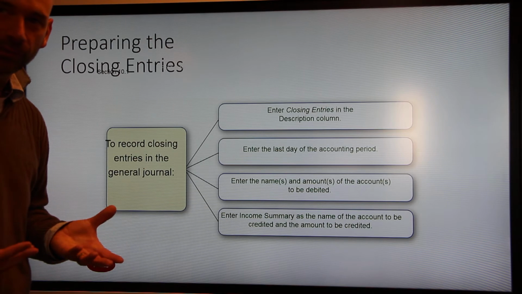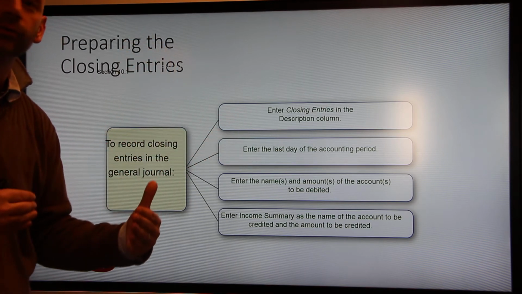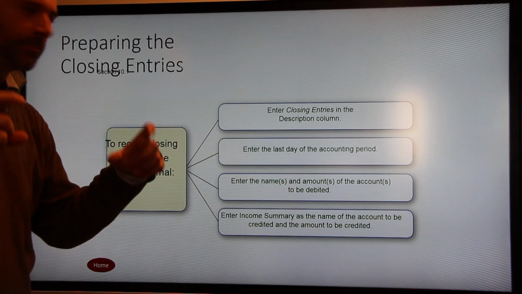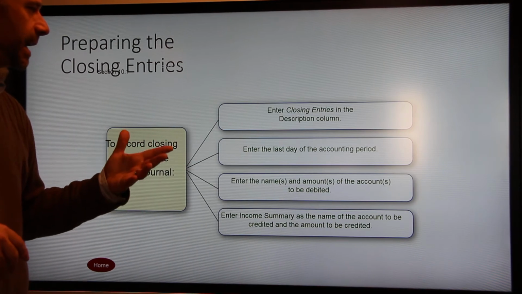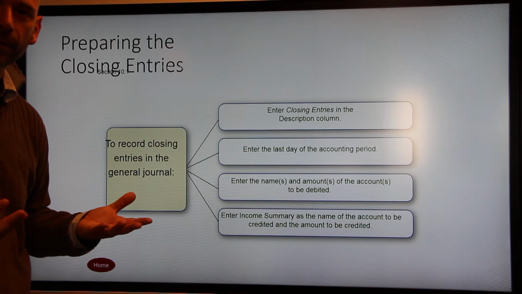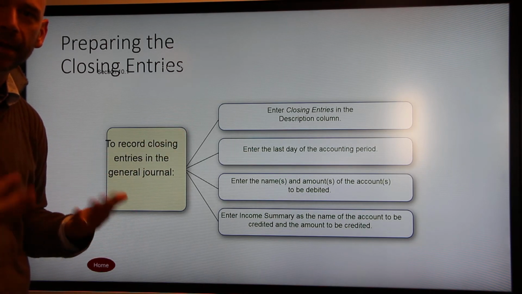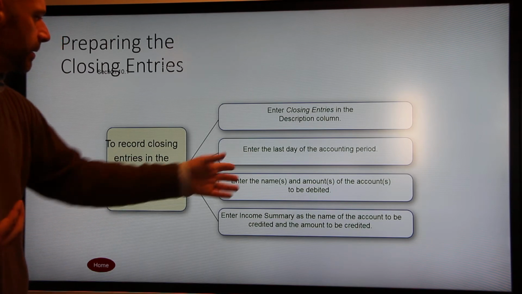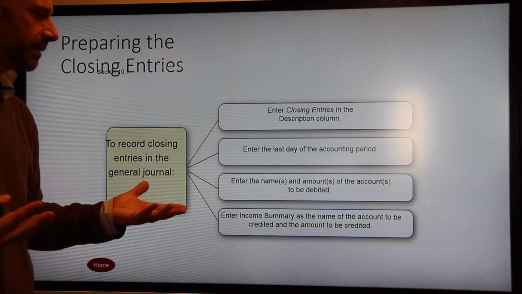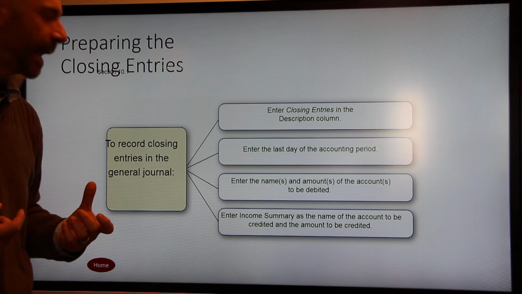So here's the way that you set up your closing entries. One, you have to enter closing entries on the top of your general journal. So you're going to use your normal general journal page to record your closing entries. You write closing entries on top, and then you enter the last day of the accounting period. Whatever the last day is of the month, or the quarter, that's the date you're going to use. These are what your balances were in your temporary accounts the last day of that period. Then enter the names and amounts of the accounts to be debited, and then the names and the amounts of the accounts to be credited. Income summary is used to transfer those balances back and forth.